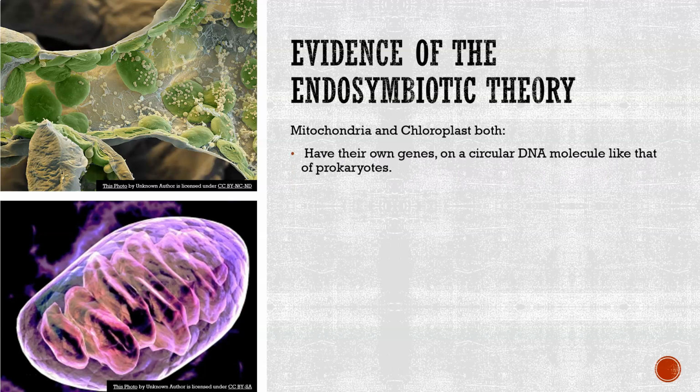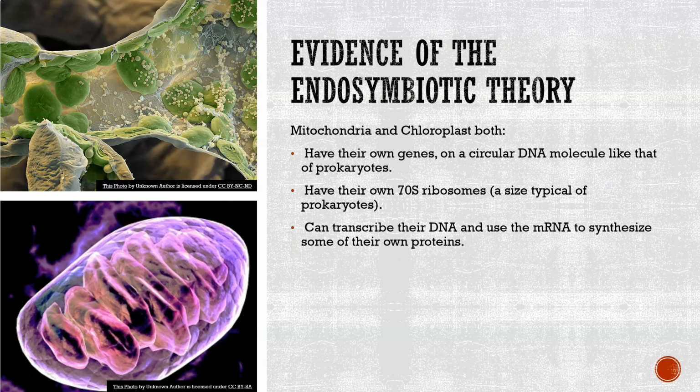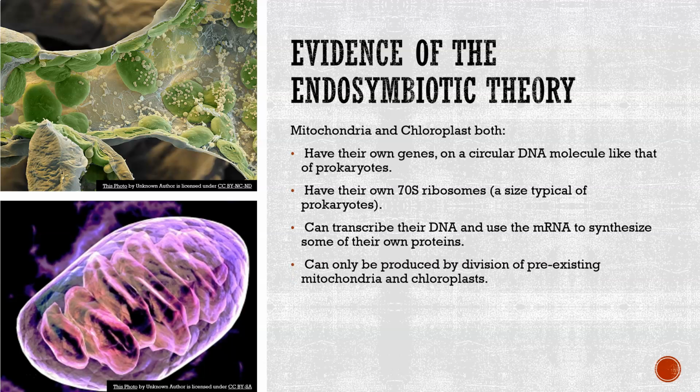Okay, if we just look at the mitochondria and the chloroplast, they have their own genes on a circular DNA molecule like prokaryotes. They have 70S ribosomes. Remember, that's a typical feature of our prokaryotes. They can transcribe their DNA and use the mRNA to synthesize some of their own proteins. We'll look more at that in our next unit, so don't panic. And they can only be produced by the division of pre-existing mitochondria and chloroplasts. So one mitochondria only come from other mitochondria.